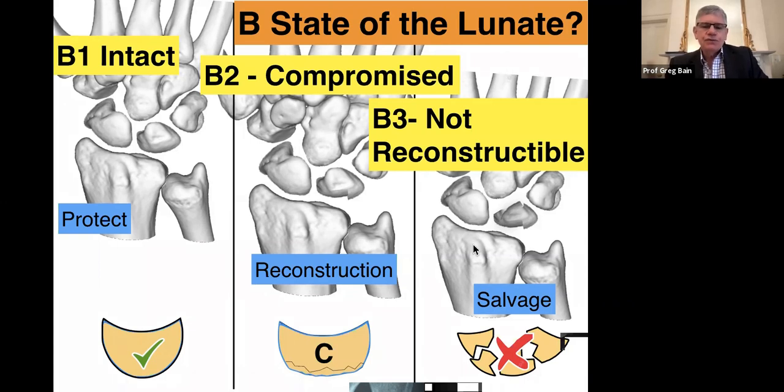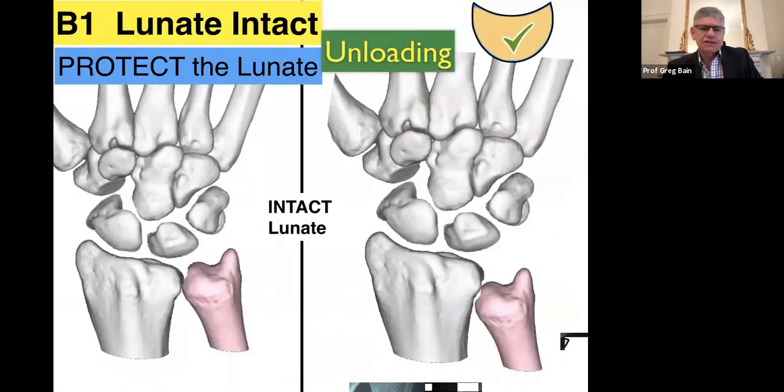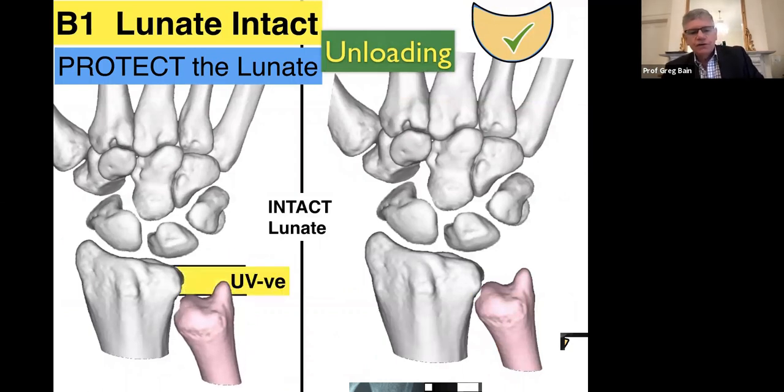So these are really very basic principles, and it's deliberately as basic as that, so that with time as we evolve, it may be that we develop new reconstructive procedures in the future that are better, which enable us to change which cases we treat in different ways. So if the lunate is intact, and we're looking at a good lunate such as here, let's protect it.